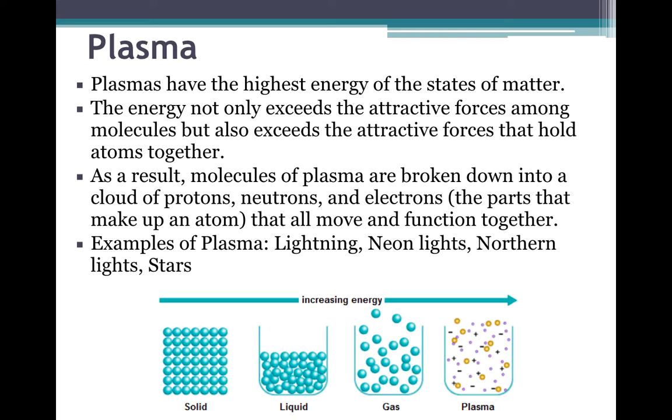Some examples of plasma include lightning, neon lights, the northern lights which can be seen around Alaska, and stars. These are all materials that have exceptionally high amounts of energy, so much so that it is sometimes hard to still consider them as being matter. But remember, as long as they have mass and take up space, they are matter.